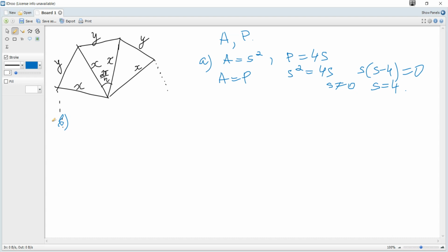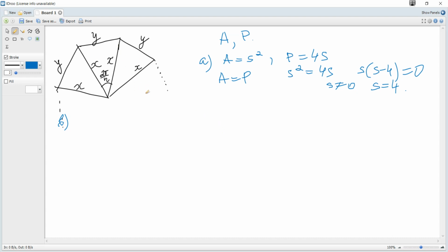An n-sided regular polygon can be divided into n congruent isosceles triangles. Let x be the length of each of the two equal sides of one such isosceles triangle, and let y be the length of the third side. The included angle between the two equal sides has magnitude 2 pi over n. Part of such an n-sided regular polygon is shown in the following diagram.